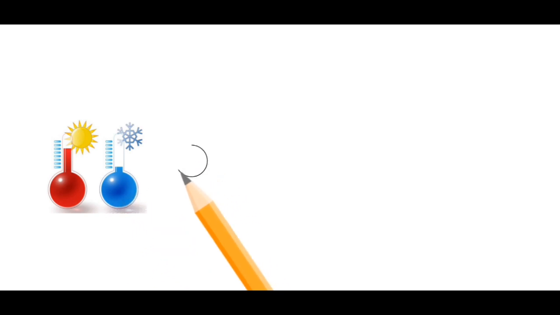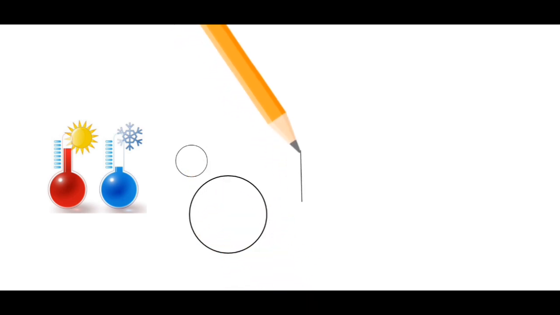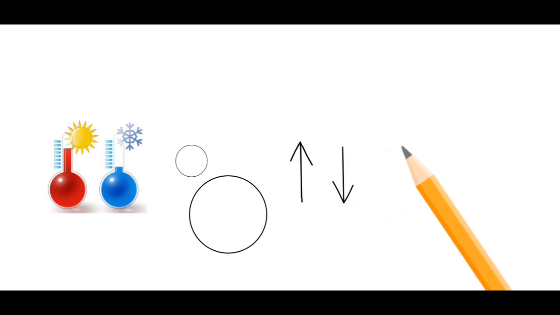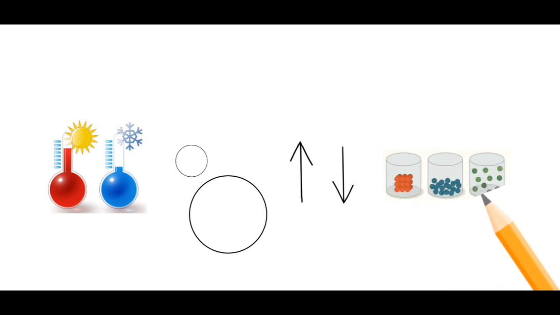Size of molecules. The smaller the size of the molecule, the higher the rate of diffusion. Concentration gradient. Concentration is the amount of solute present in a substance. Diffusion increases with a high concentration gradient and decreases with a low concentration gradient. State of matter. Diffusion is faster in gases, fast in liquids, and slower in solids.